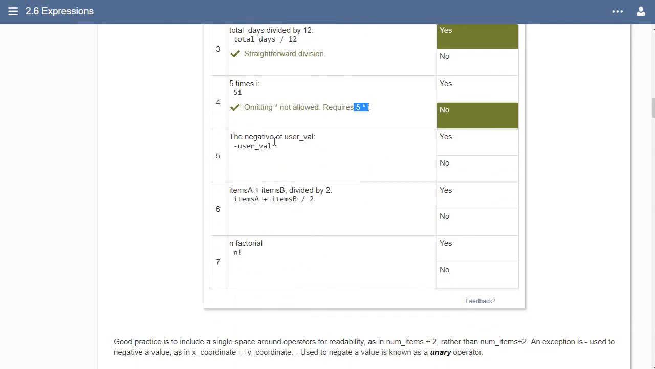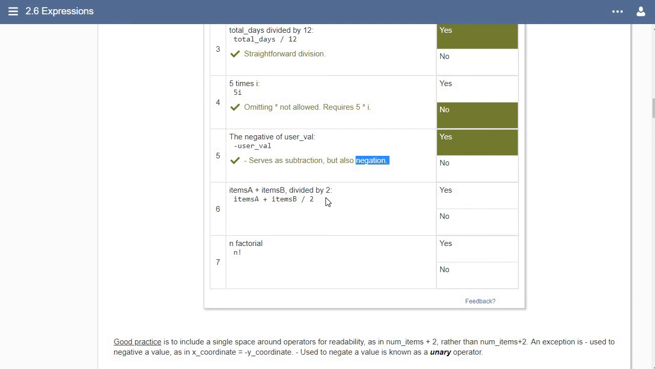The negative of user value. Is this legitimate? Think about that for a second. Can I say negative user value? Absolutely. If that was 5, I could say negative 5. That's totally fine. We call it negation when you change a positive to a negative.